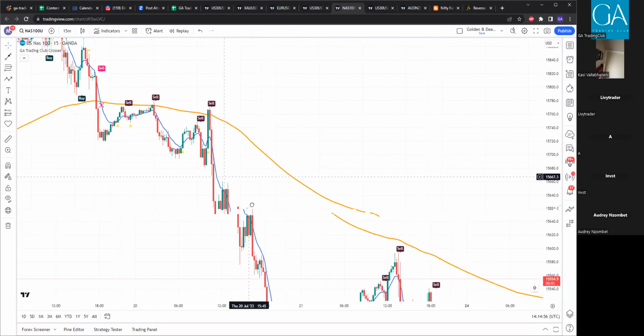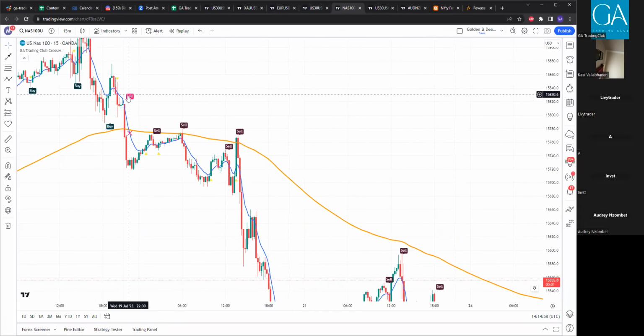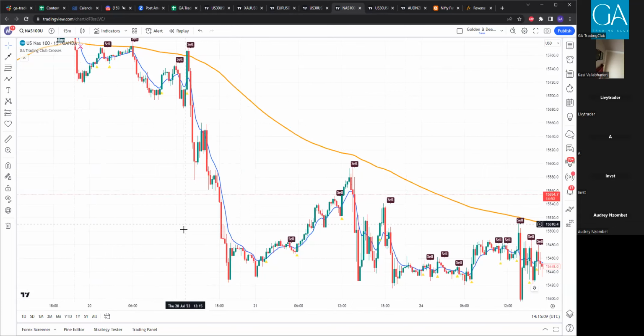And based off of the strategy, even if you're trading NASDAQ, you would have won first trade full TP if you took this sell, second trade full TP, third sell full TP, fourth sell full TP, and you'd have secured your 4% with that one.